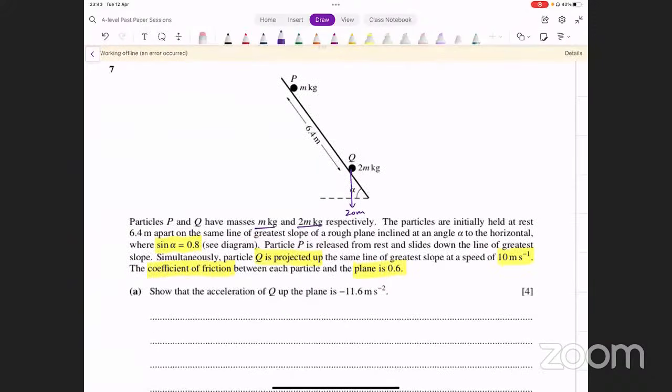We have reaction. यहाँ पे हम reaction को consider करेंगे. Why? Because friction involved है, तो हमें reaction चाहिए होगा. We've got reaction. Reaction always acts perpendicular to the surface. That's going to be in this direction.